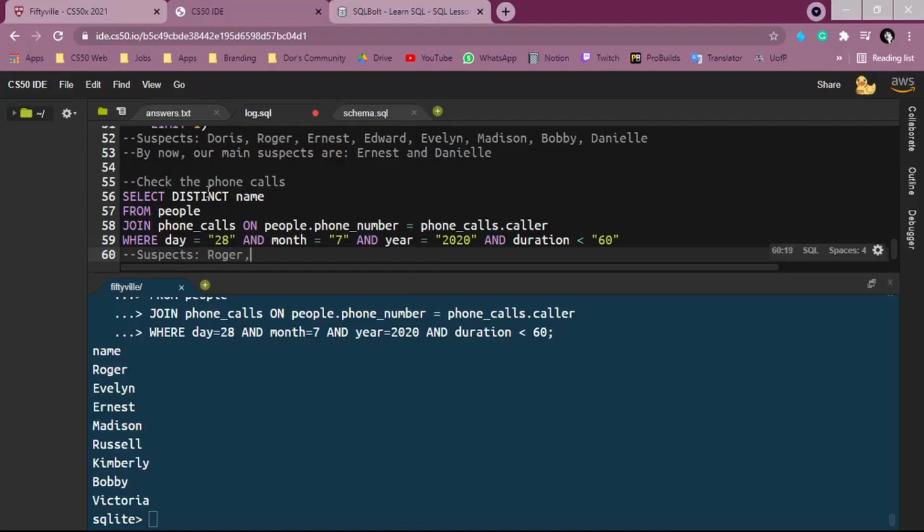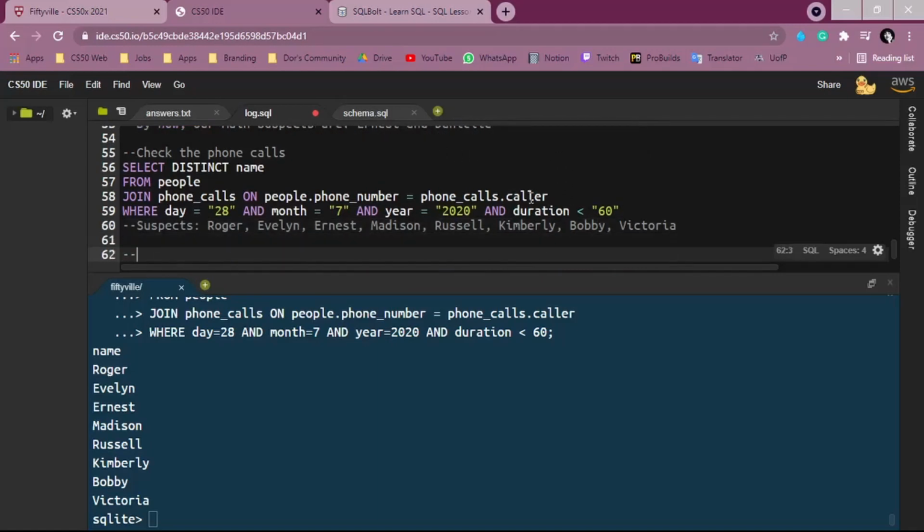So our new suspects will be Roger, Evelyn, Ernest, Madison, Russell, Kimberly, Bobby, and Victoria. And now we can match which of these two names here appear in the suspects. And now we know that the fifth, it's Ernest, okay. So the fifth is Ernest.